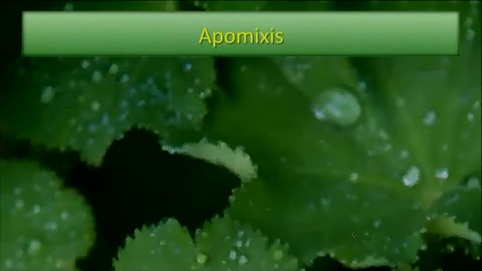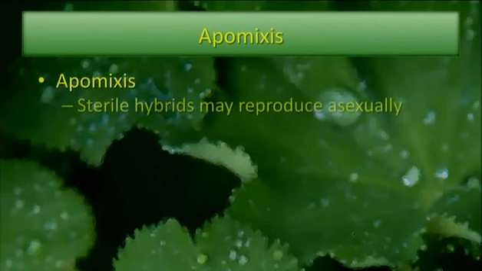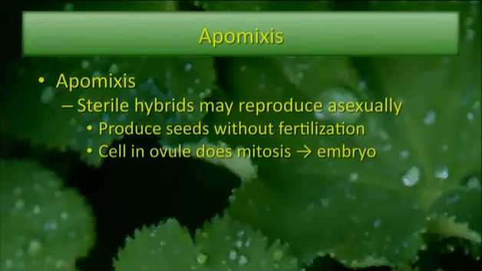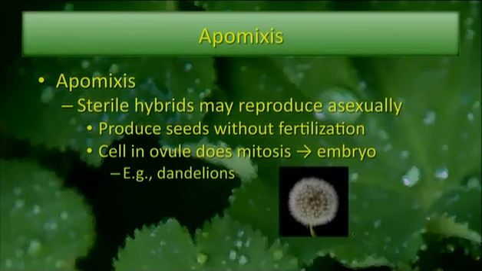Now, apomixis is actually when sterile hybrids may reproduce asexually. What they'll do is produce seed without the benefit of fertilization. So what happens is a cell in the ovule undergoes mitosis to produce an embryo. An example of a plant that does this is dandelions, one of the most successful plants in the world. They can actually reproduce apomictically as well as sexually. They can do both.